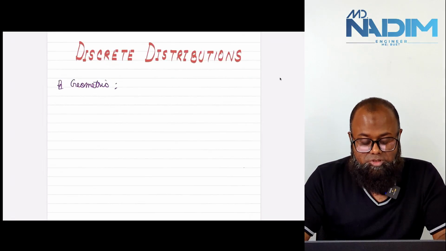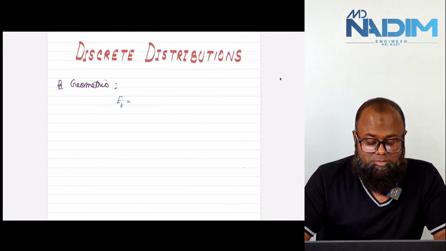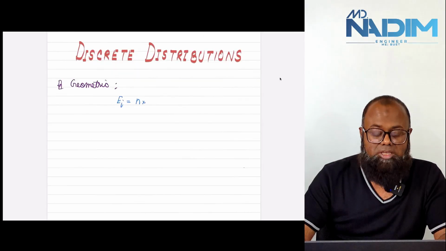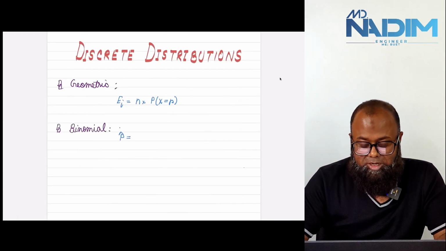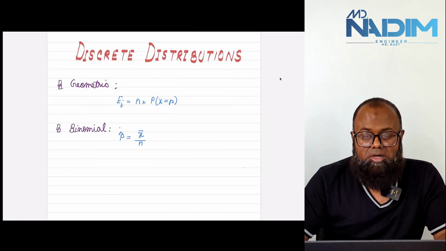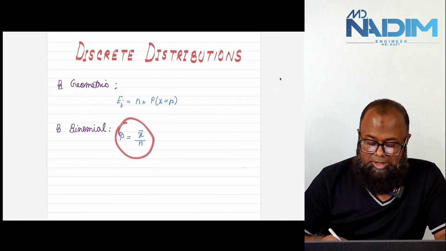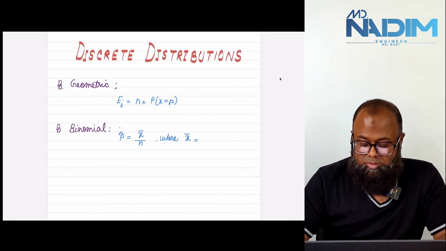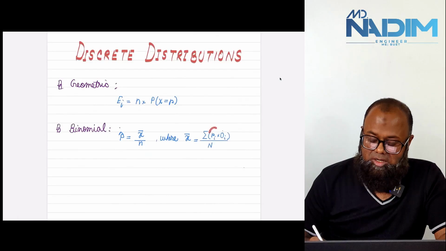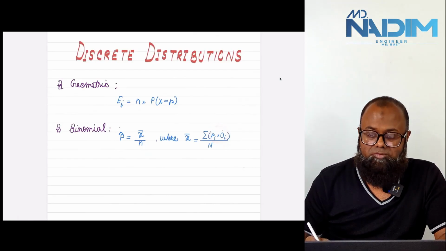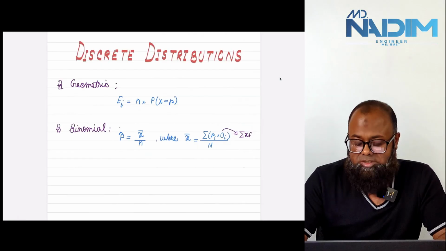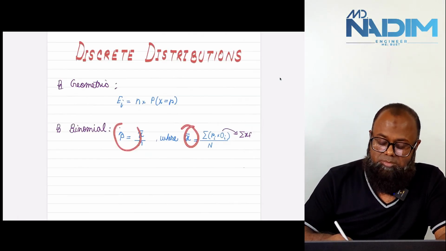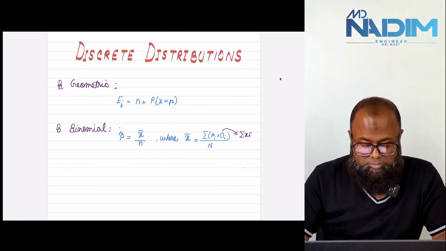So in discrete distribution, if it is geometric, then expected value is to be calculated by this formula, that is n times probability of x is equal to r. If it is binomial, then we need to find p bar, that is the probability x bar by n. That is an estimated parameter here, and x bar is sum of r into O, the observed value, divided by n, and here this is actually sum of xf. We know that sum of xf by N is the sample mean, which is the estimated one.